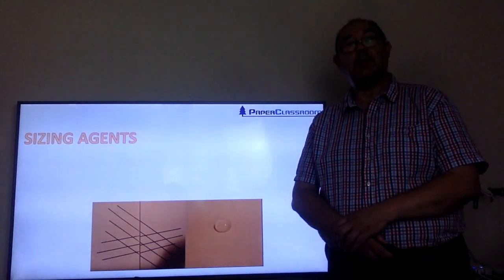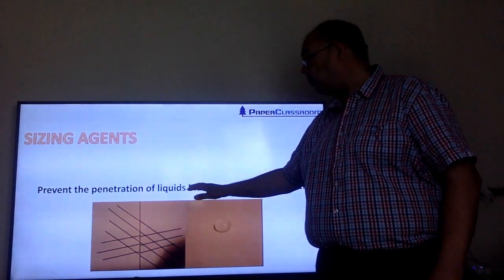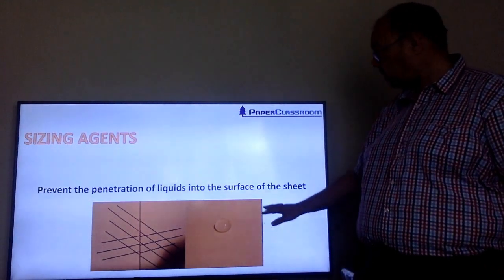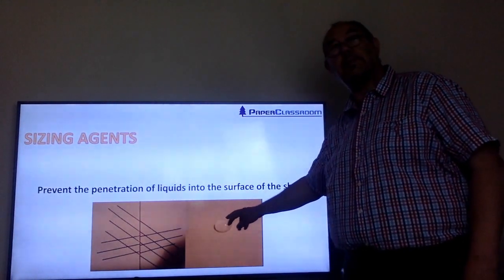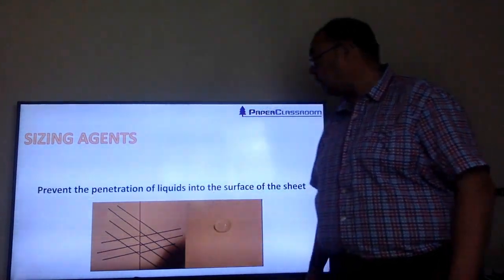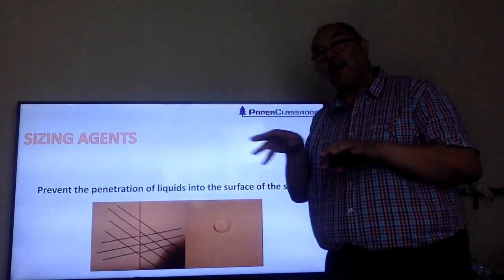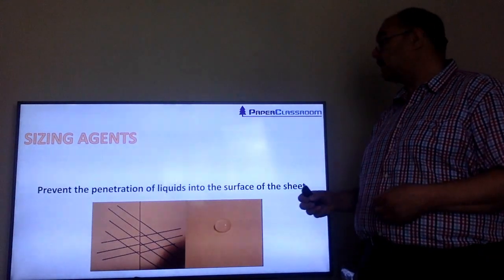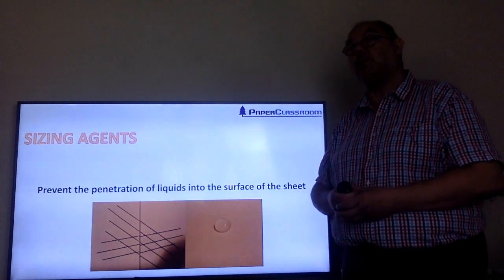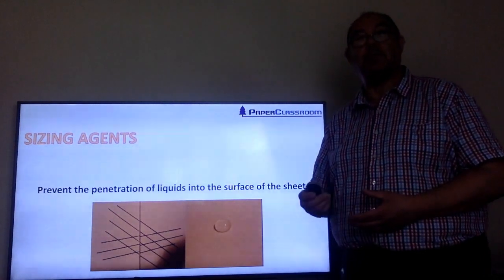What are sizing agents? Sizing agents are materials that will prevent the penetration of liquids into the surface of the sheet. So here you can see a water droplet that's sat out on the surface of the sheet. Here you can see ink that has a nice sharp edge to it, and here you can see ink that is so-called feathered. It's split up. So sizing agents, in addition to preventing or reducing the ability of liquids to penetrate into the surface, significantly improve the printability properties of the surface of sheets.